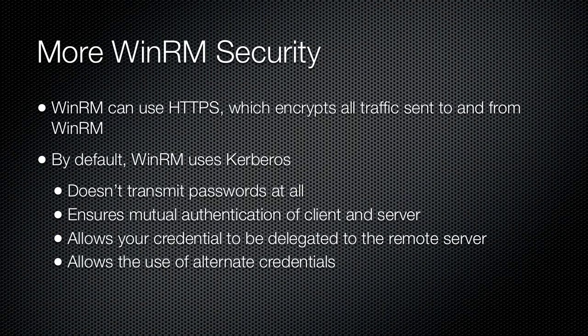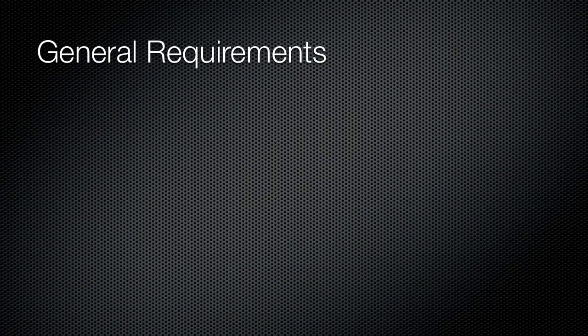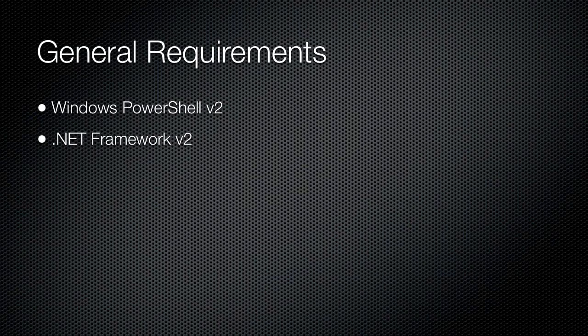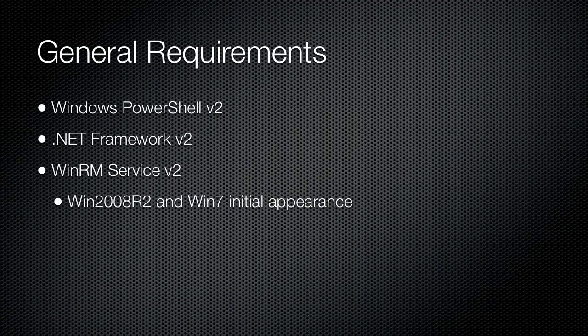WinRM and PowerShell Remoting require all involved computers to be running Windows PowerShell 2, which requires the Microsoft .NET Framework. Version 2 of the WinRM service is also required. This ships with Windows Server 2008 R2 and Windows 7, and is included in the downloadable Windows PowerShell version 2 installer for older versions of Windows.